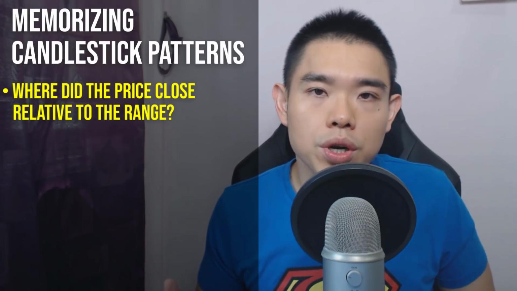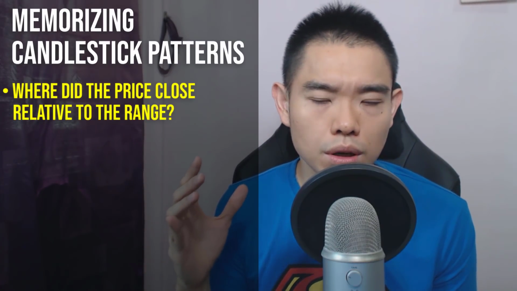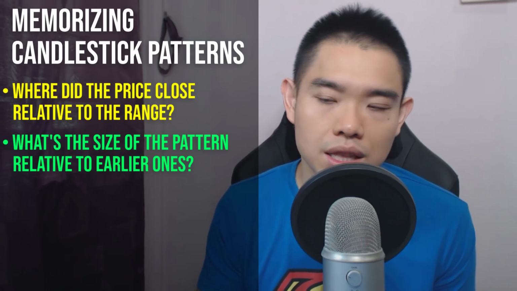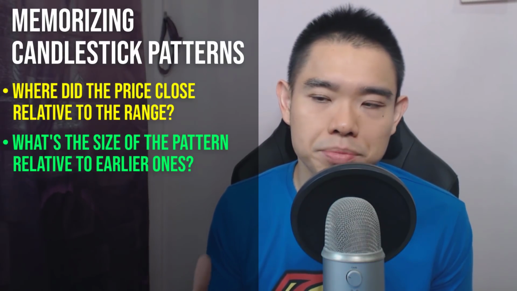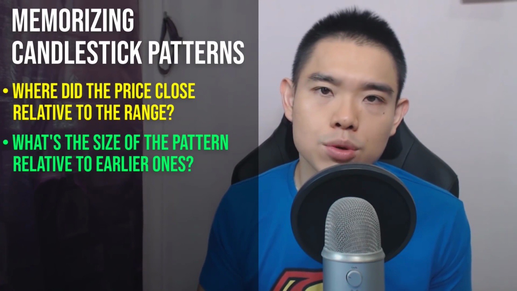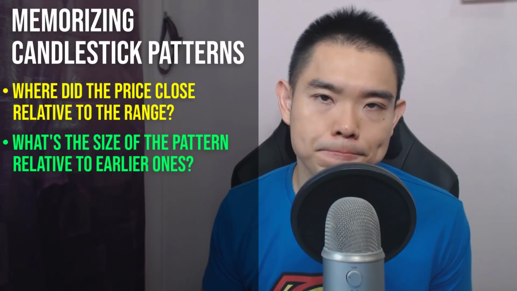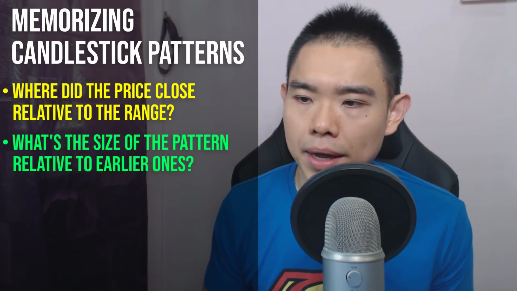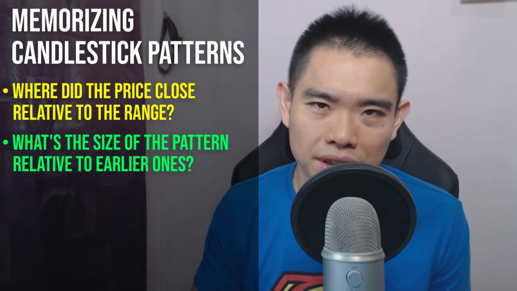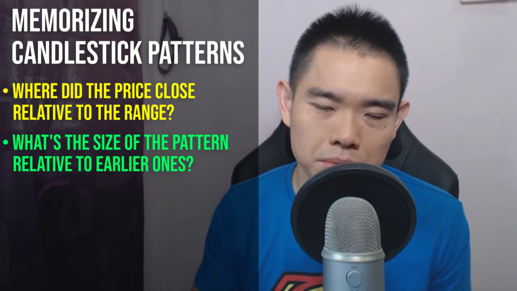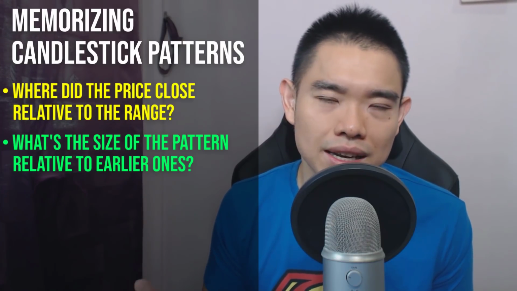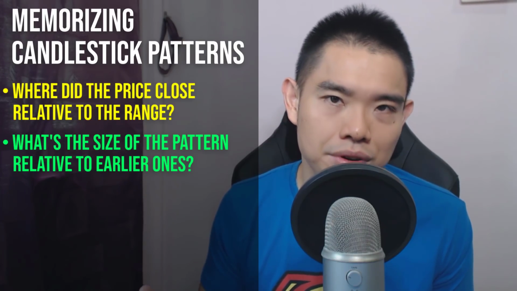The second question you want to ask yourself is, what's the size of the candlestick pattern relative to the earlier ones? The reason you're asking this question is because you want to see if there's any conviction behind the move. For example, let's say you spot a hammer on the chart. But let's say the size of this hammer is about the same as the last 5 candles, or even slightly smaller. Then what it's telling you is that there isn't likely any conviction behind the hammer.